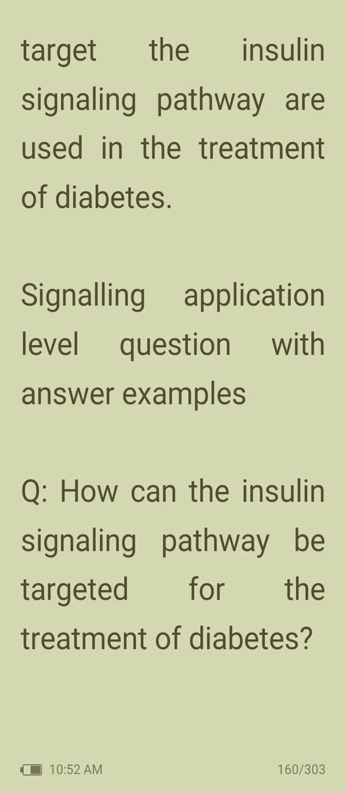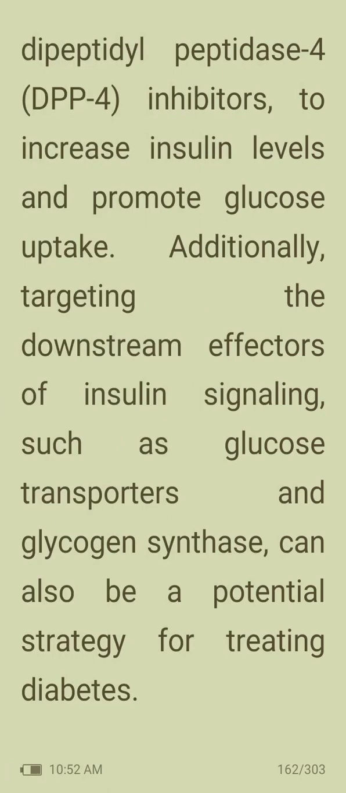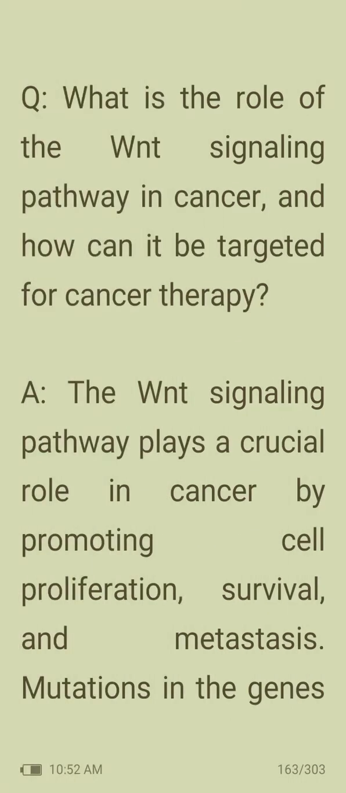How can the insulin signaling pathway be targeted for the treatment of diabetes? Insulin signaling pathway can be targeted for the treatment of diabetes by using insulin analogs that can bind to insulin receptors and activate the downstream signaling pathway. Another approach is to inhibit the enzymes involved in the degradation of insulin, such as dipeptidyl peptidase 4 DPP4 inhibitors, to increase insulin levels and promote glucose uptake. Additionally, targeting the downstream effectors of insulin signaling, such as glucose transporters and glycogen synthase, can also be a potential strategy for treating diabetes.